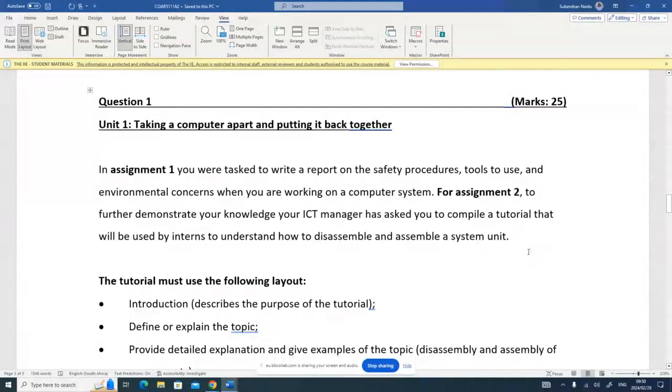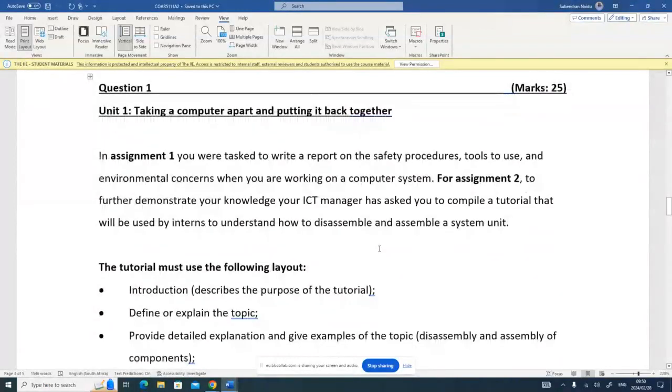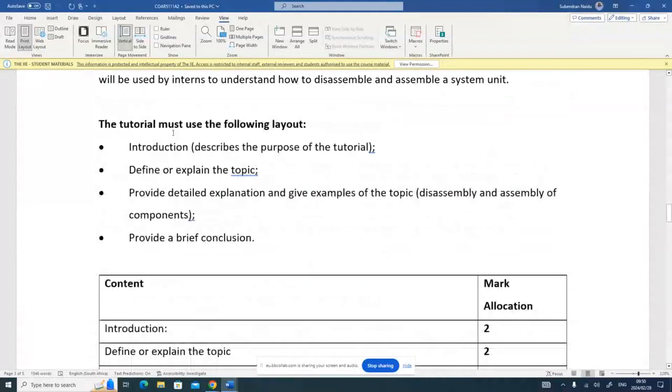Now, a tutorial is like a document that you're going to use if you don't know how to assemble or disassemble. You need some instructions. So this tutorial is like the instructions that you are creating for any new person that needs to know how to assemble and disassemble computers. The tutorial must have the following layout. Introduction describes the purpose of this tutorial.